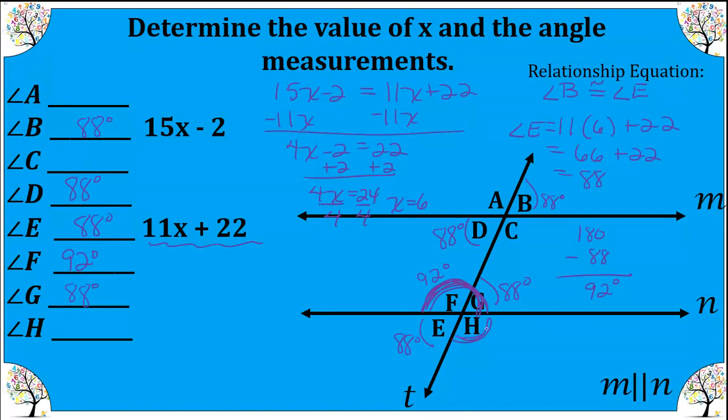And F and H are vertical. Let's see, H and C are corresponding. A and C are vertical. Again, all kind of relationships going on in this diagram.